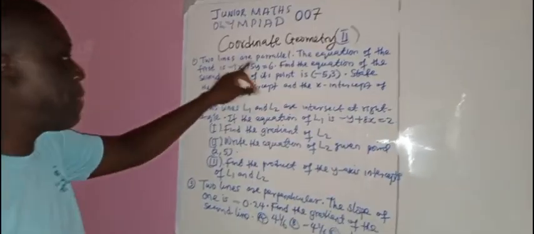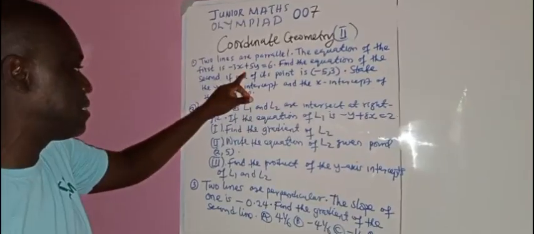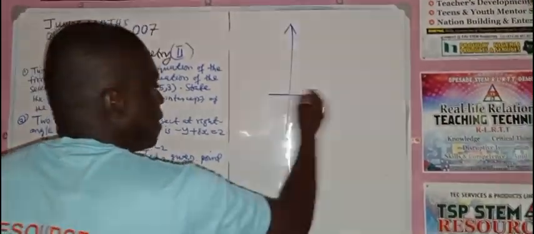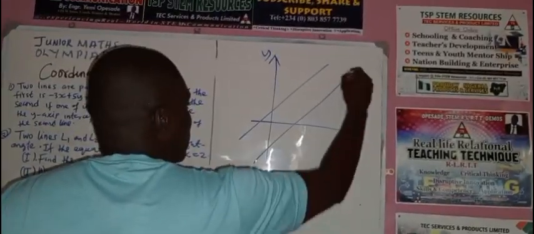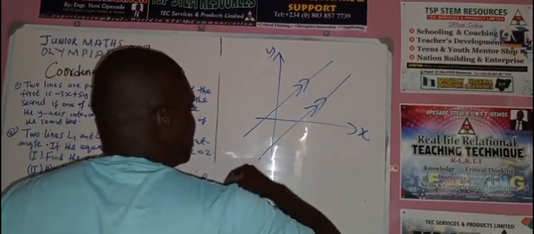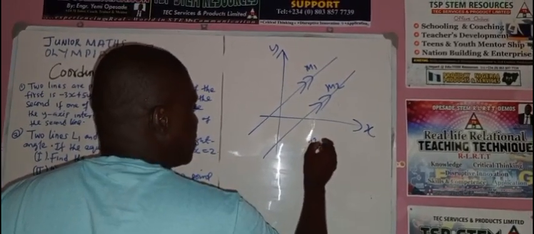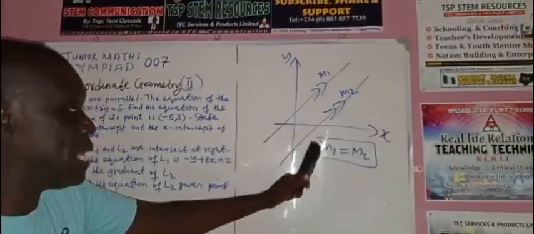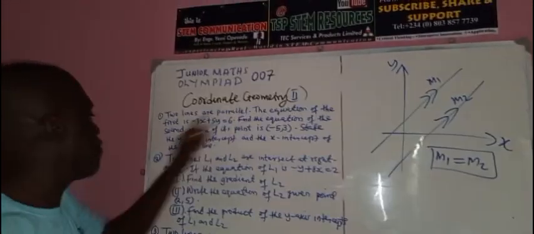2 lines are parallel. The equation of the first is this. I told you that if you plot y against x, 2 lines are parallel. This is the symbol for parallelism. M1, M2. They are parallel when M1 is equal to M2. Don't forget this formula. 2 or more lines, I mean 2, 3, 10 lines, are parallel when M1 equals M2.